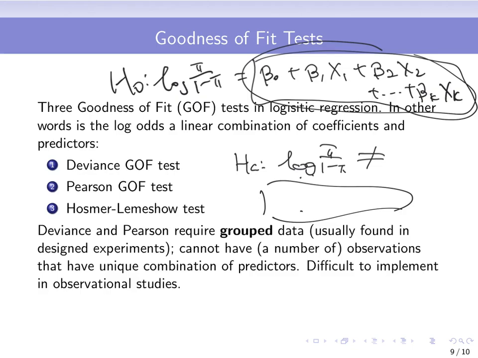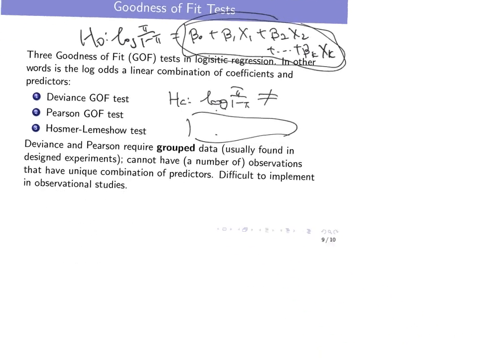Now, there are a few of these different goodness of fit tests that exist. These tests require what we call grouped data. And these grouped data are usually found in designed experiments. Basically, the idea is you cannot have observations that have a unique combination of predictors. And this is very difficult to implement in observational studies. So what do I mean by this?